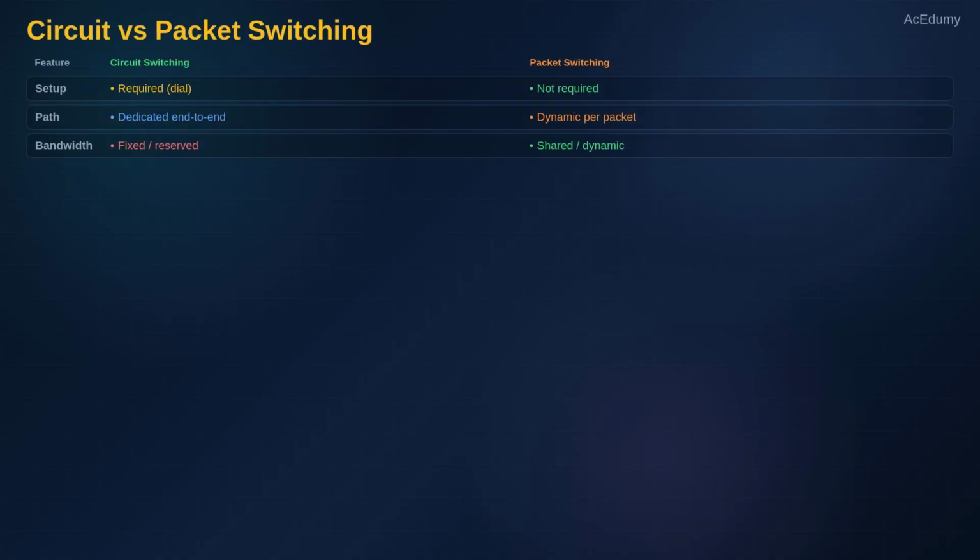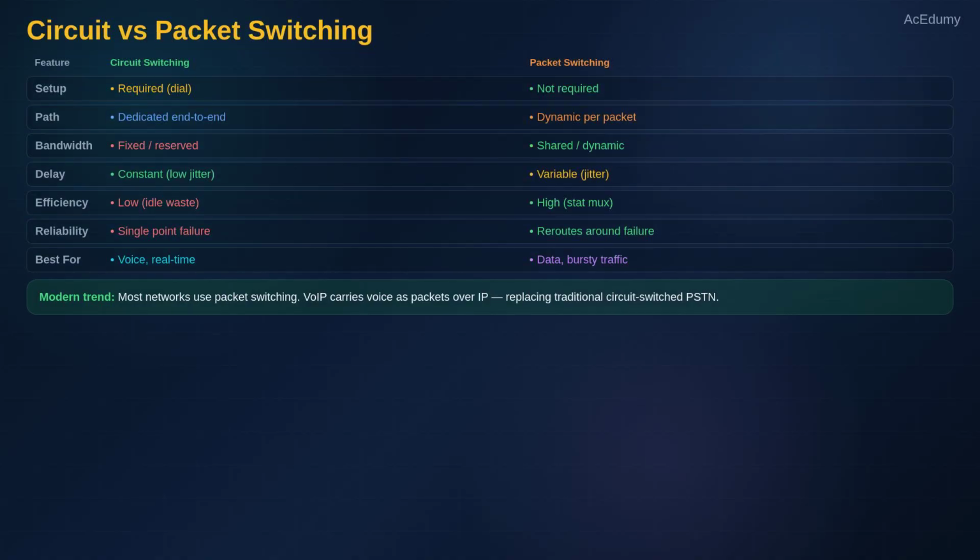Let us now compare circuit switching and packet switching side by side. In terms of path, circuit switching uses a dedicated fixed path. Packet switching uses dynamic, potentially different routes for each packet. Bandwidth usage. Circuit switching reserves bandwidth even during silence. Packet switching shares bandwidth dynamically through statistical multiplexing. Delay characteristics. Circuit switching provides constant, low delay. Packet switching has variable delay depending on network load.